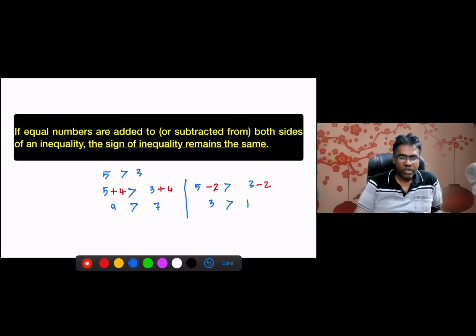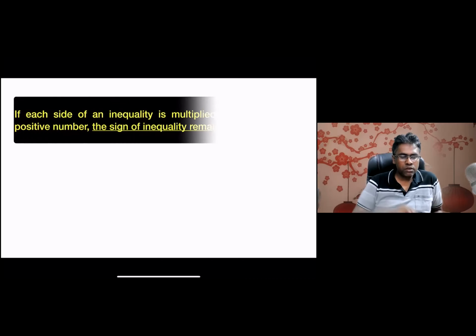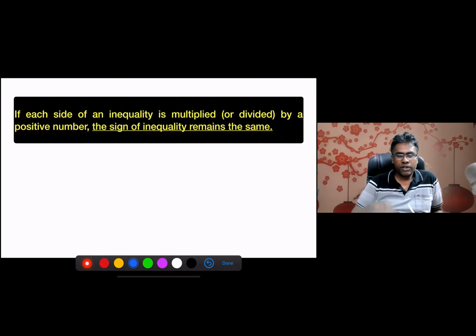Yes, sir. And now, if each side of an inequality is either multiplied by a positive number or divided by a positive number, and since we are saying positive number, you're not dividing by 0. For a moment, I thought 0. The sign of inequality doesn't change.